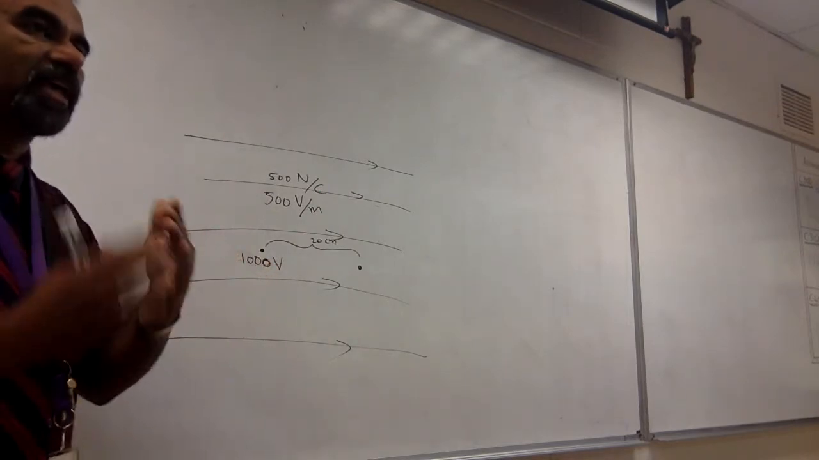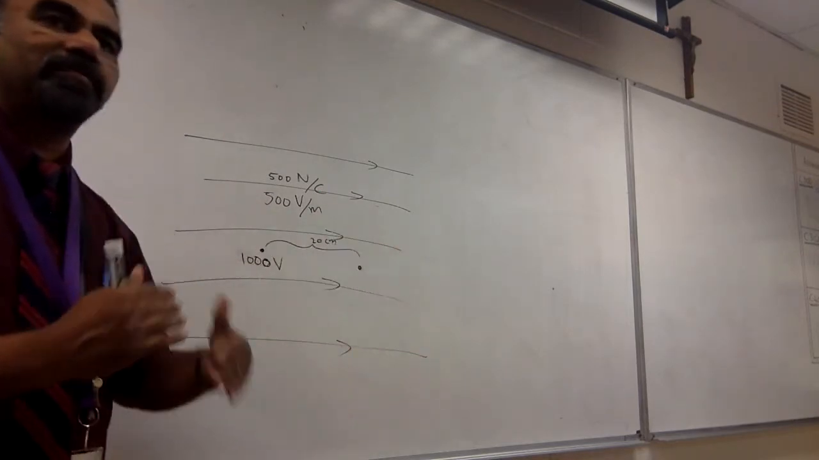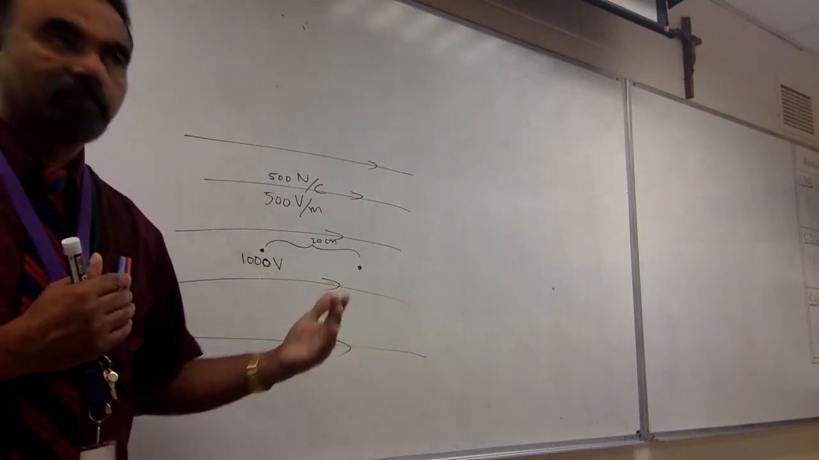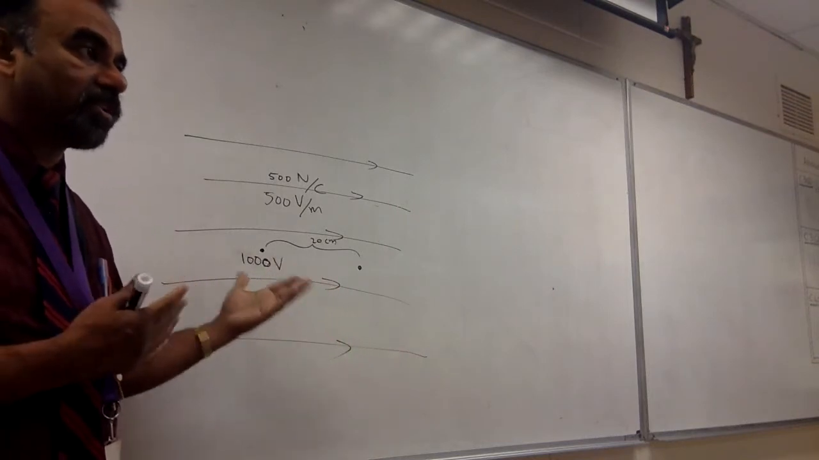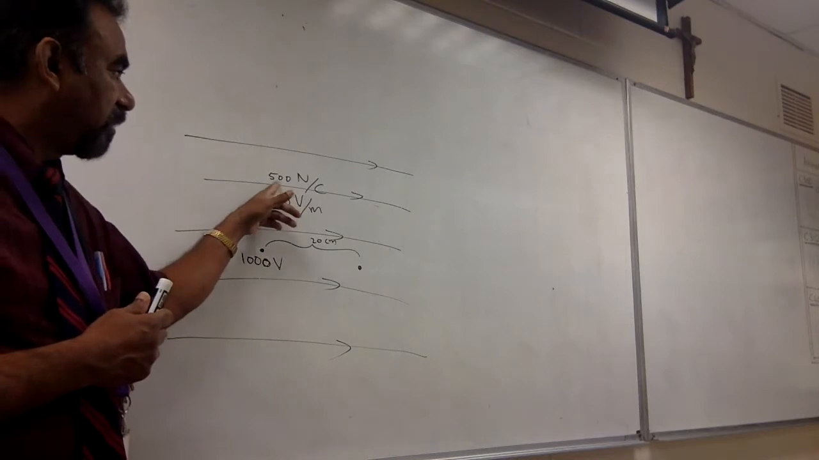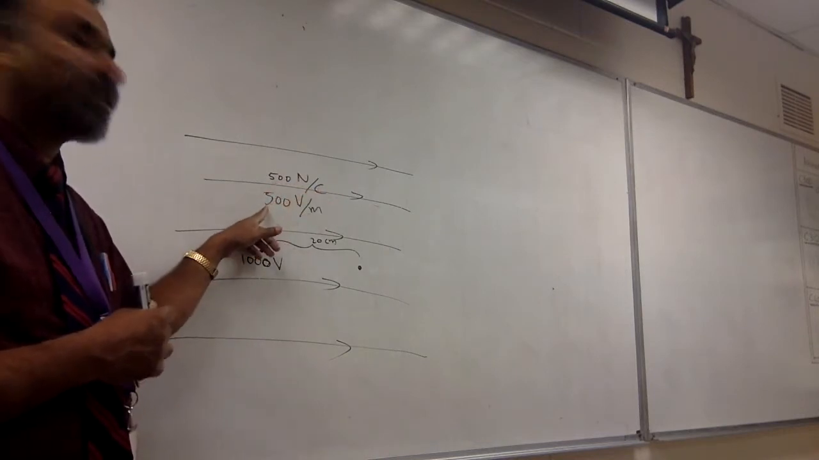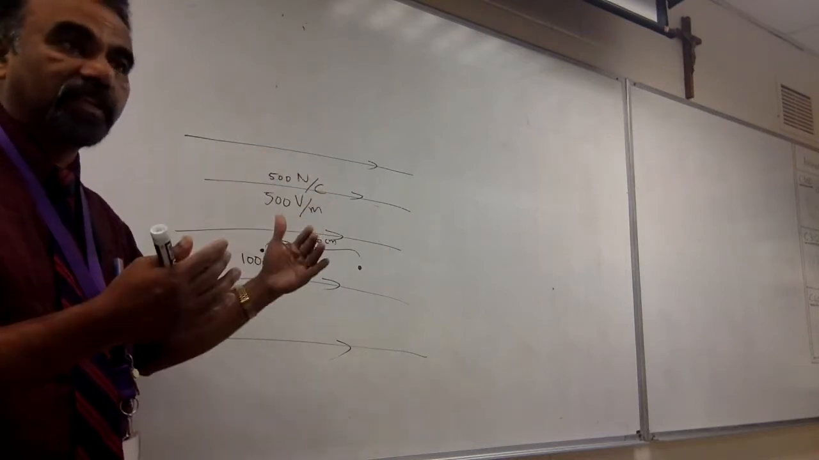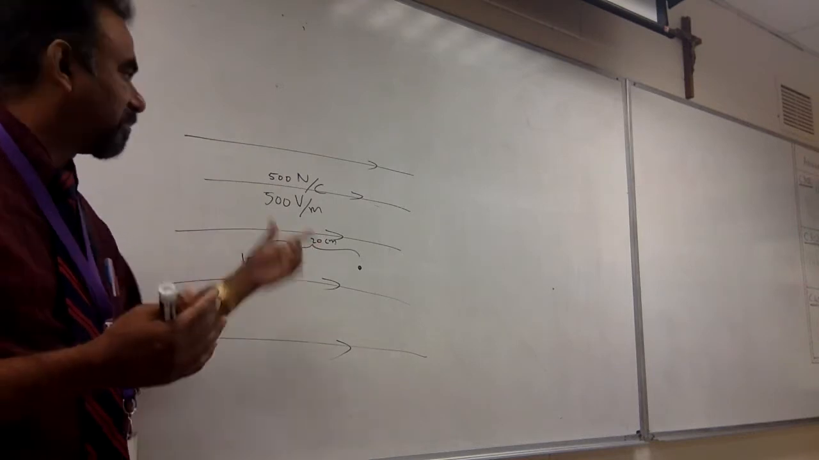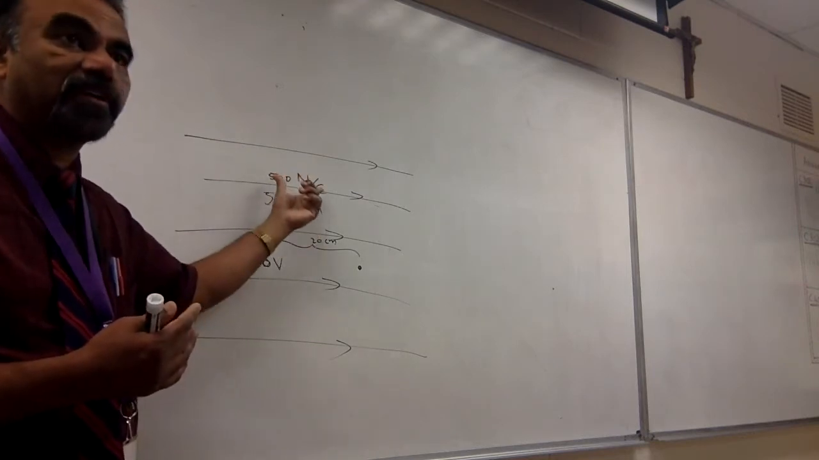Okay? That means every meter there will be a potential difference of 500 volts. Do you understand that? Yeah. 500 Newton per Coulomb is the same as 500 volt per meter. So that's the concept here. Very simple concept. 500 volt per meter is the same as 500 Newton per Coulomb.